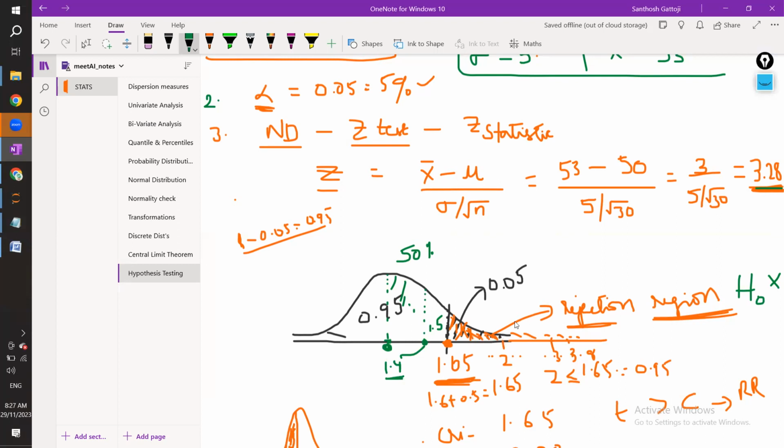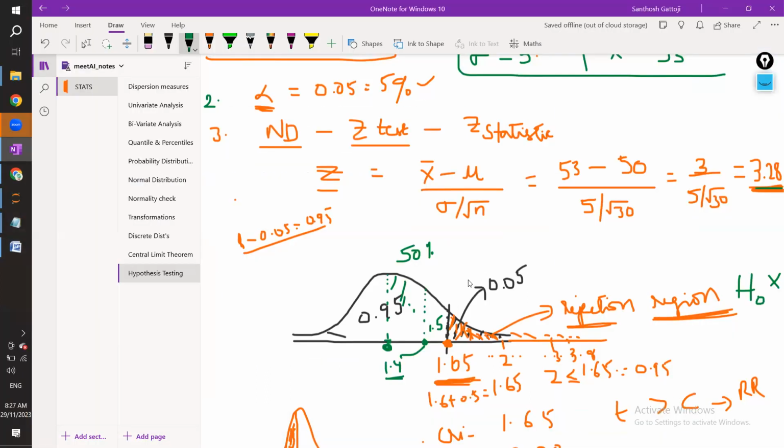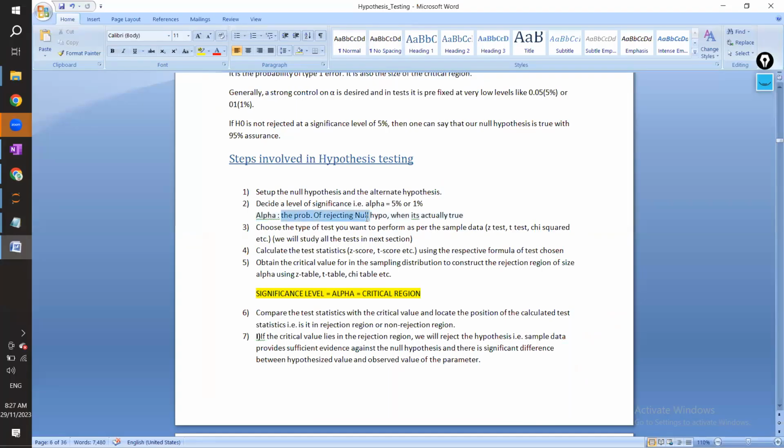In the rejection region, wherever you are rejecting the null hypothesis, what is the probability of rejecting the null hypothesis when it is actually true? That we don't want. We want to fairly accept the null hypothesis or fairly reject it. We don't want to make this mistake of alpha. What is alpha? Probability of rejecting the null hypothesis when it is actually true. We don't want to do that.